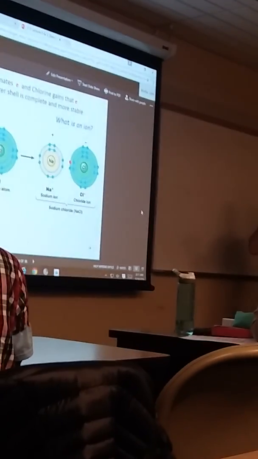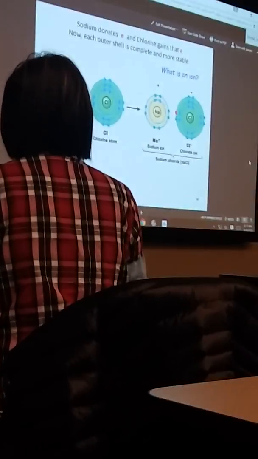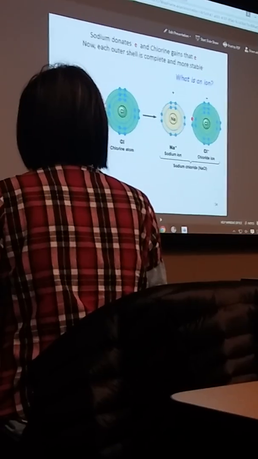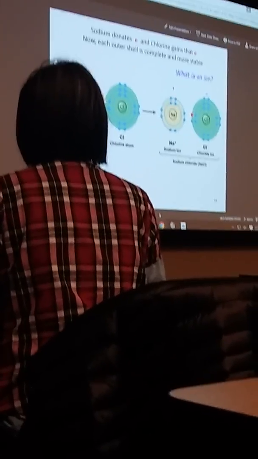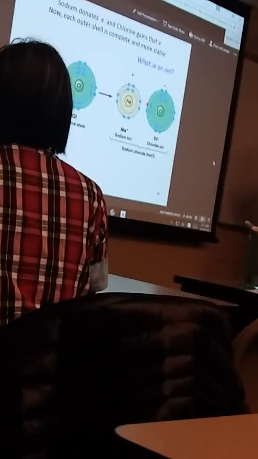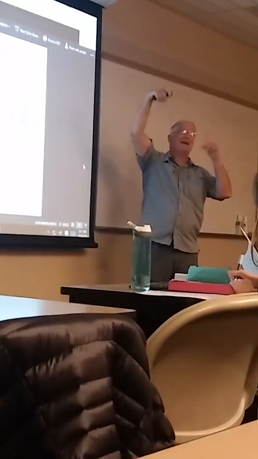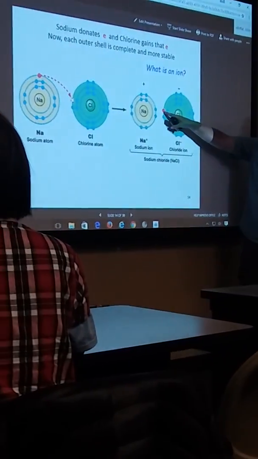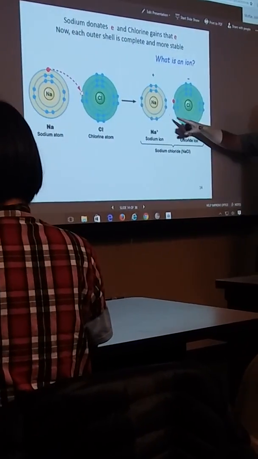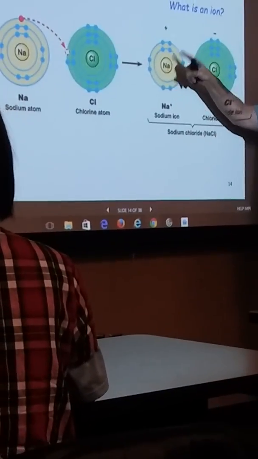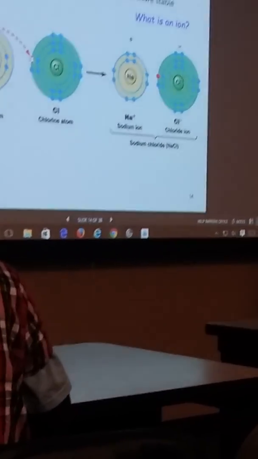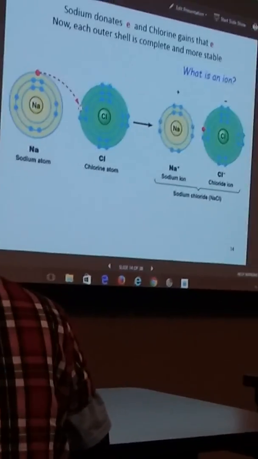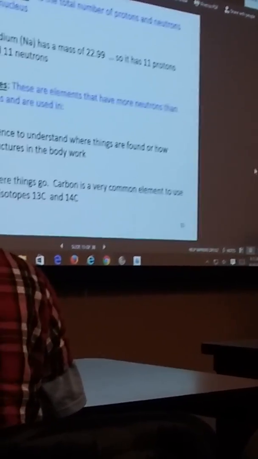If I have more electrons than protons, that would be a negative charge. If I have more protons than electrons, that would be a positive charge. So we're going to walk you through this. That's why chlorine has 1 more electron than proton, so it has an overall negative charge. And sodium has 1 less electron than proton, so it has an overall positive charge. And you know the old saying, opposites attract. So now we're going to get an attraction, a bonding happening between them.